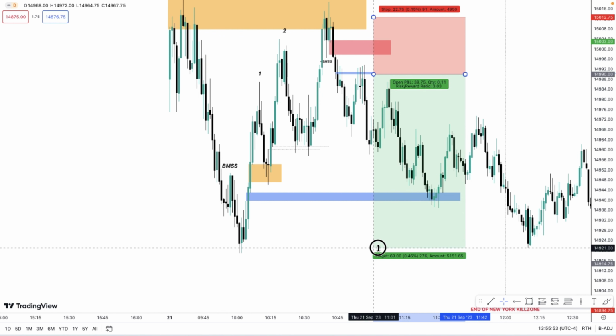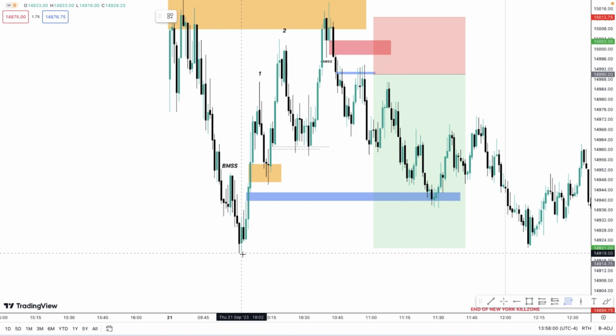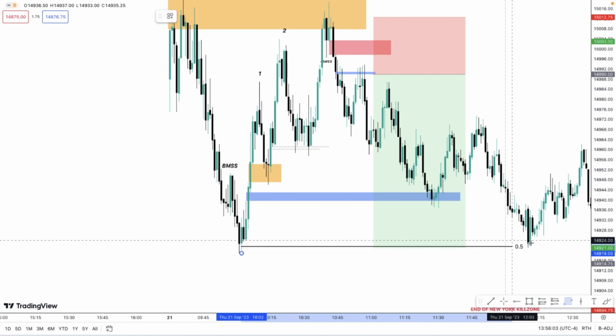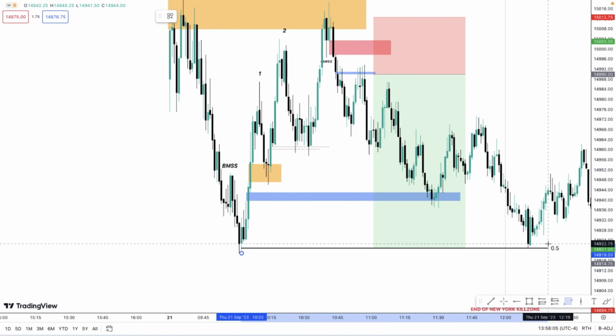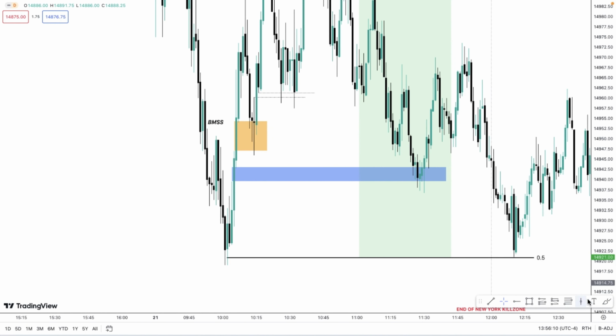If you wanna aim for the consequent encroachment, in other words, the midpoint of this week, the midpoint of the week here is the consequent encroachment. So as you can see, price trades to it perfectly here. But if you're aiming for buy side, sell side, in other words, if you wanted this low to be raided, unfortunately it does not take out this low, at least in the New York AM session.